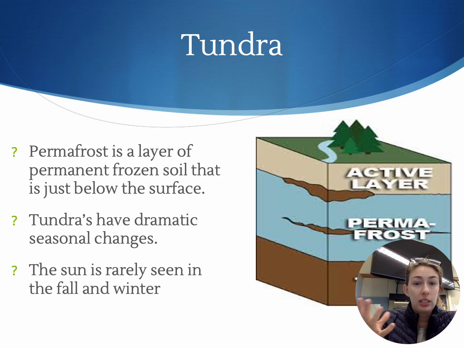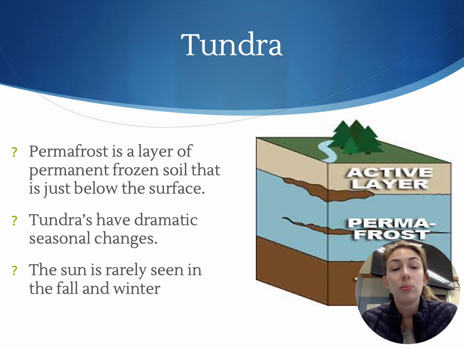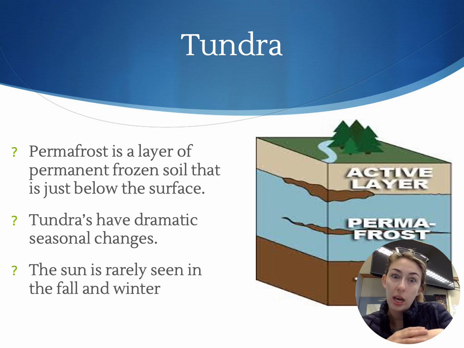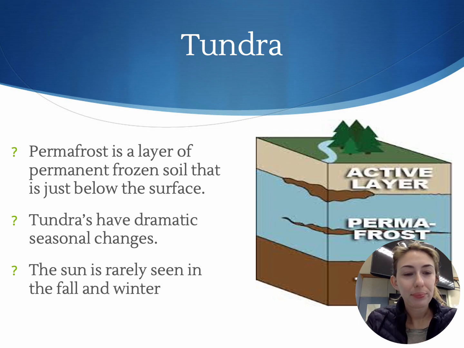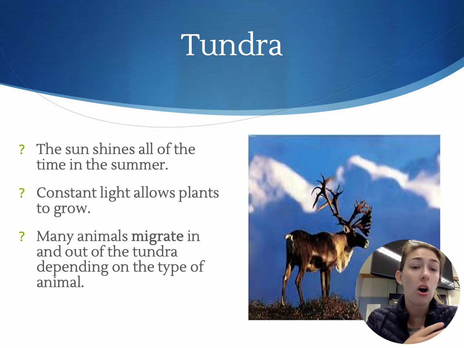So the ground itself is cold. They're going to have very dramatic seasonal changes. The sun is rarely seen in the fall and winter. If you guys have ever seen Alaska, with those days where the sun's out all day and then the days where the sun's out for 4 hours, that's what we're talking about. The sun shines all the time during the summer, and its constant light allows those plants to grow.